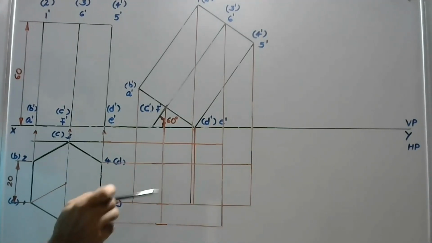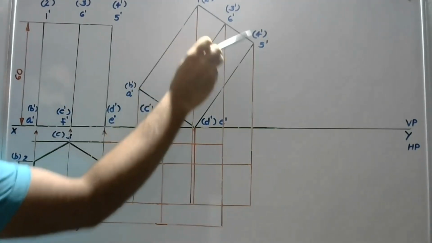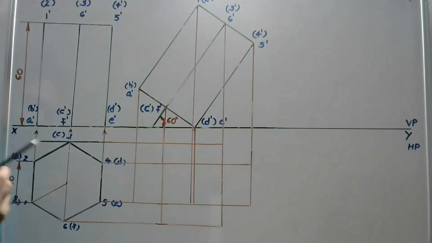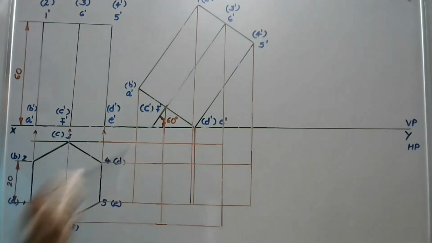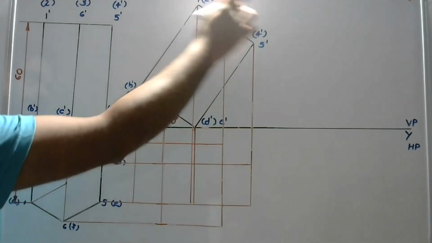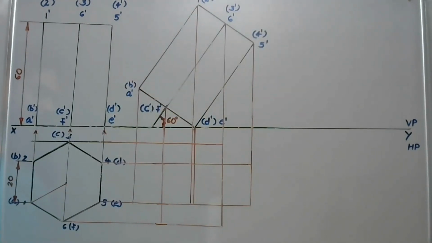To obtain the second top view, project all the corners in the second front view to the horizontal plane, then first top view to the right side. The meeting point will give corresponding points. Let's mark the point. First, we can mark the top side of the hexagonal prism, that is 1 dash, 2 dash, 3 dash, 4 dash, 5 dash, 6 dash, corresponding top view.